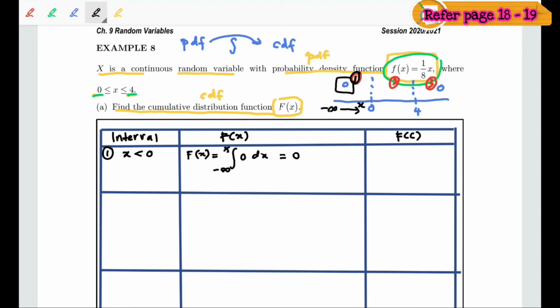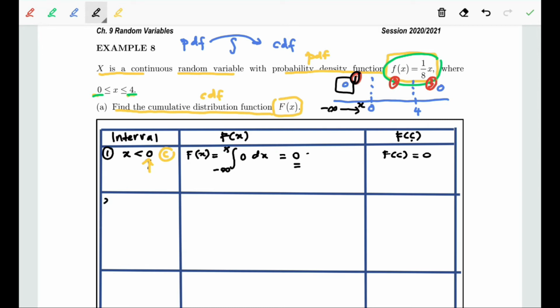Okay, so for the f of c, we are going to substitute the upper limit for that interval. So this is the upper limit, and this is the value of c. We're going to substitute c into the fx. Since the function fx here is 0, we substitute into the 0 function, which means f of c will give you 0.